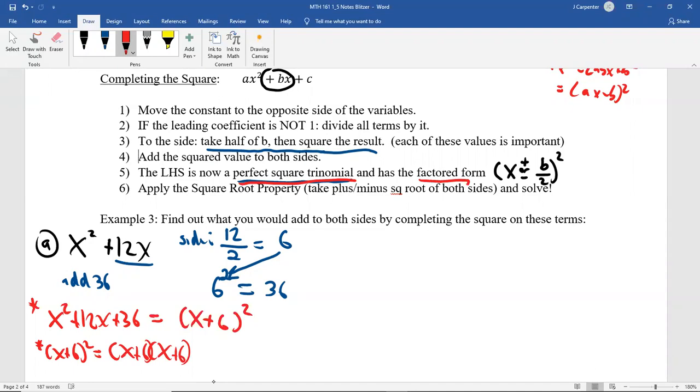Because we might have a fifth exponent, and then it's x plus 6, x plus 6, x plus 6, x plus 6, x plus 6, and that's a lot of them. All right, B, x squared minus 7x.